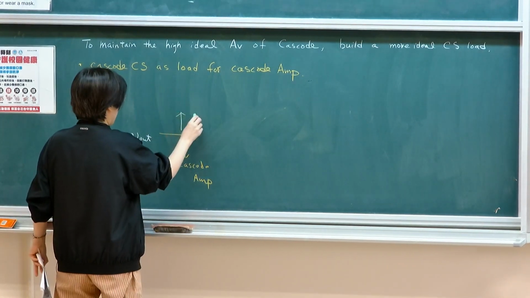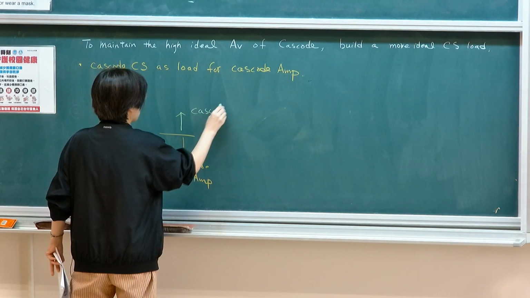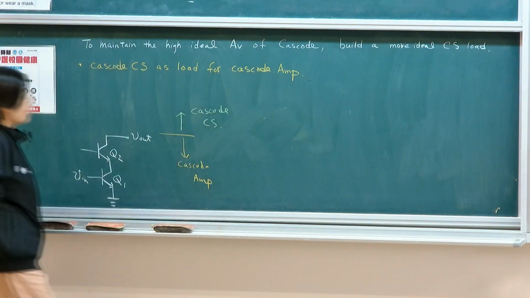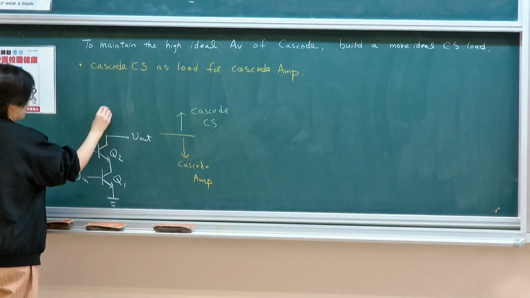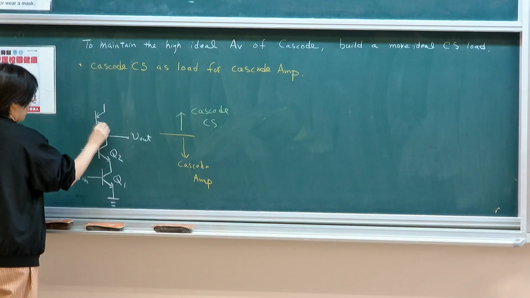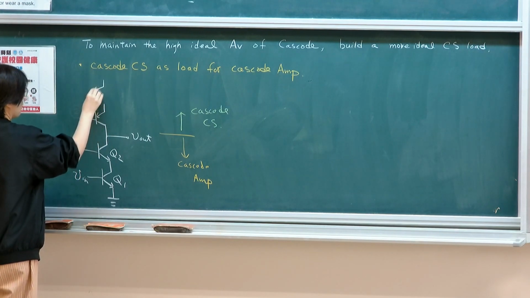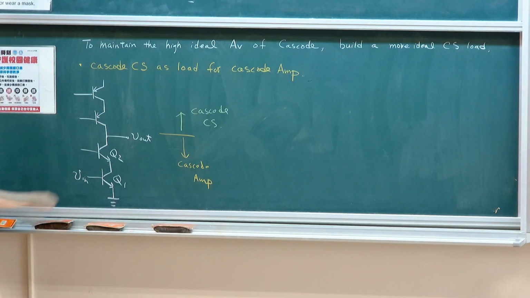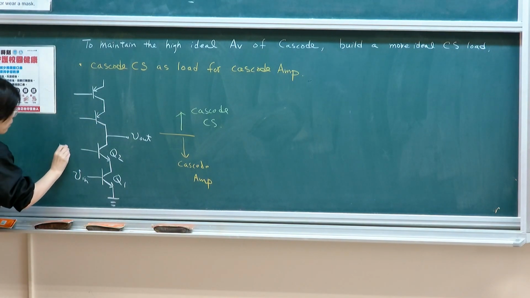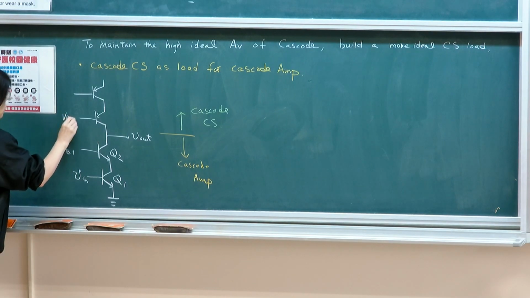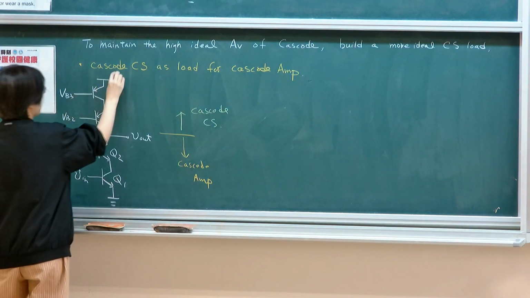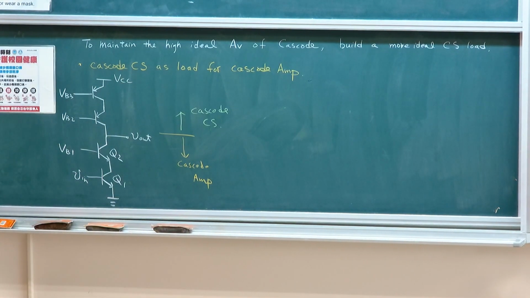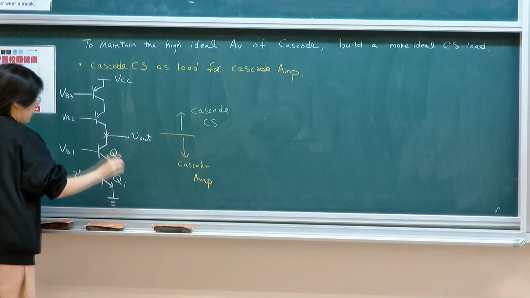And then we need to stack it with a cascode current source. So the cascode current source will be something like this. Because it's the sourcing current source, we need to use PNP. So this will be VB1, VB2. I need 3 bias voltages, and then this will be my VCC. So you basically have to stack up the top and the bottom to isolate this particular point.